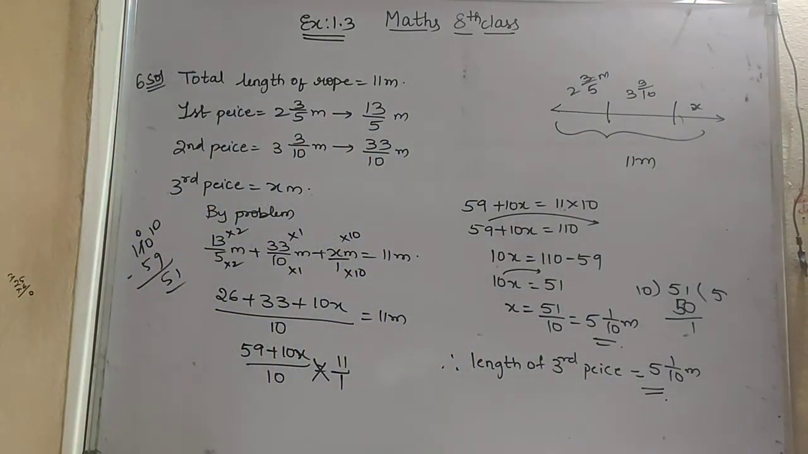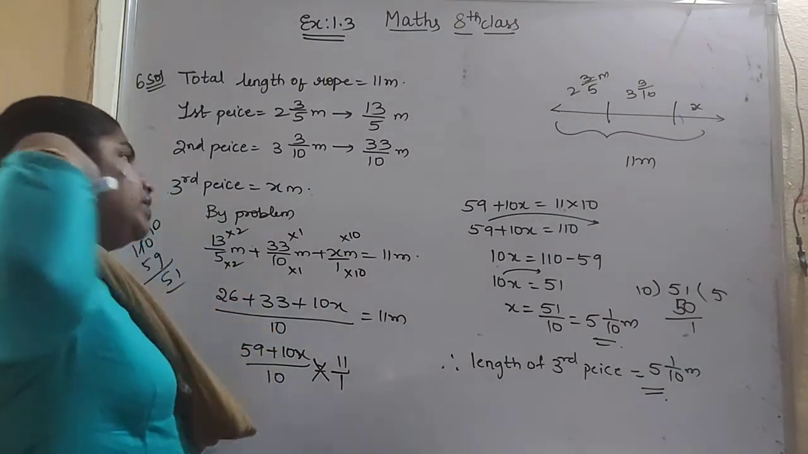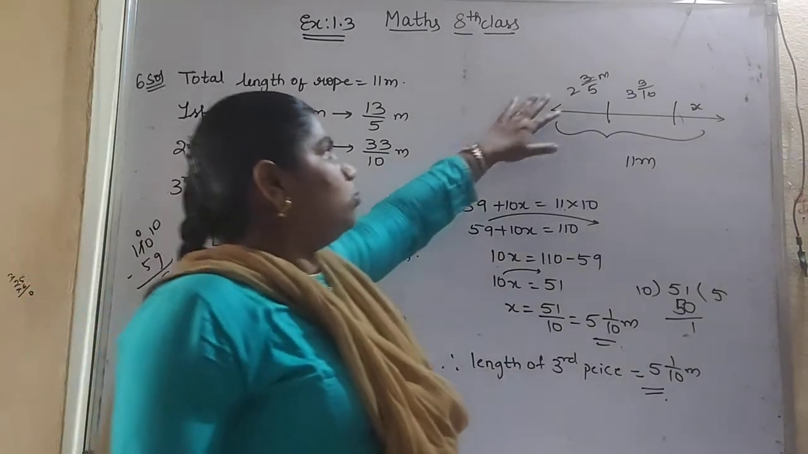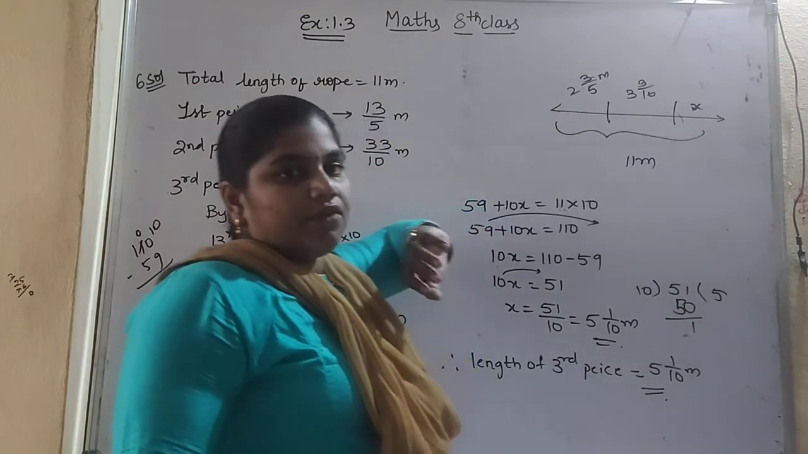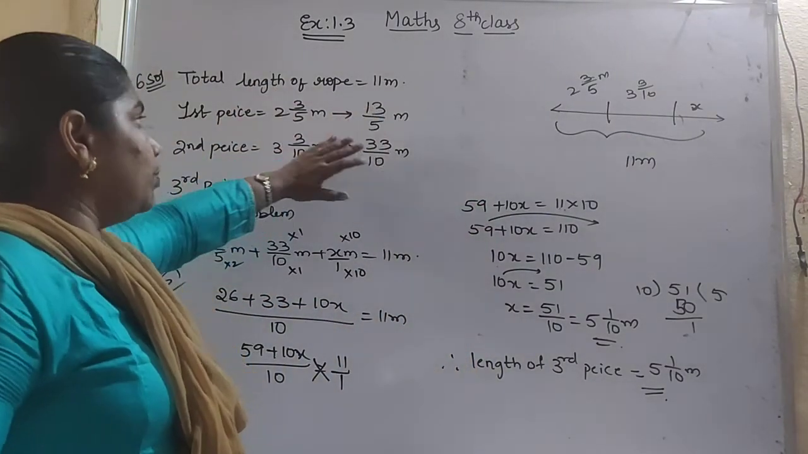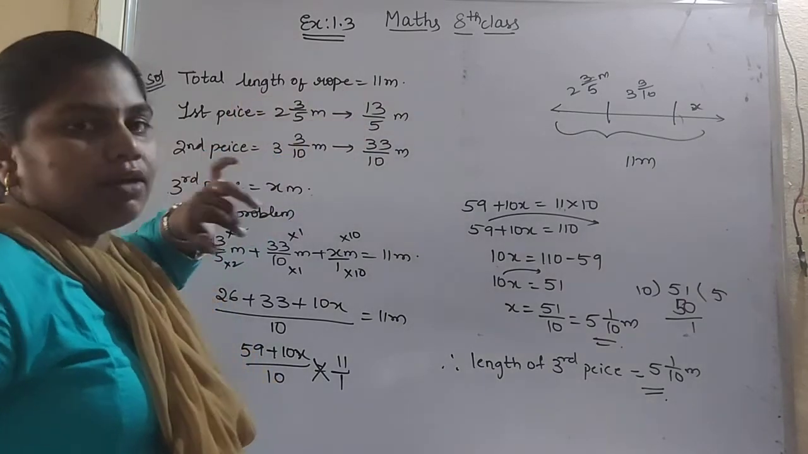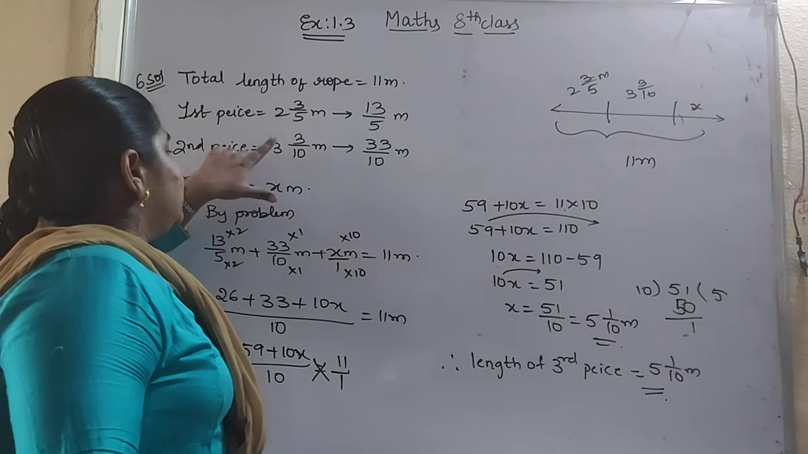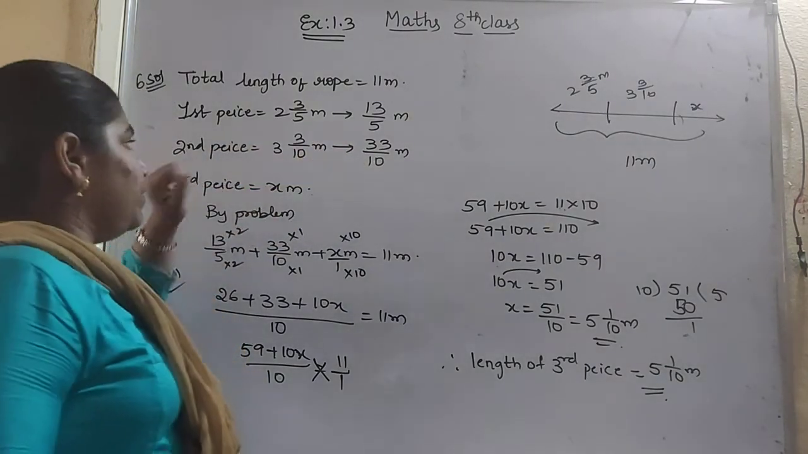So if you see the question again, the length of a rope is 11 meters. Total length of a rope is 11 meters. So first piece is 2 3/5 meters. Second piece is 3 3/10. Third piece we have to find. So these values have been converted into improper fractions. 5 2s is 10, 10 plus 3 is 13. That is 13/5. 10 3s is 30, 30 plus 3 is 33/10. Okay, so here third piece we have to find.